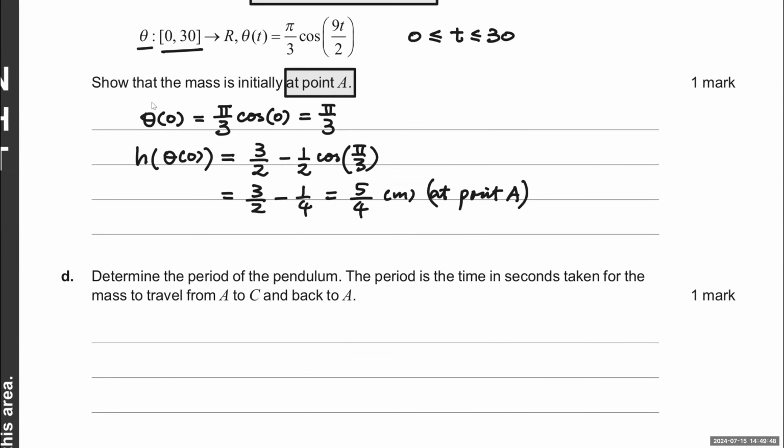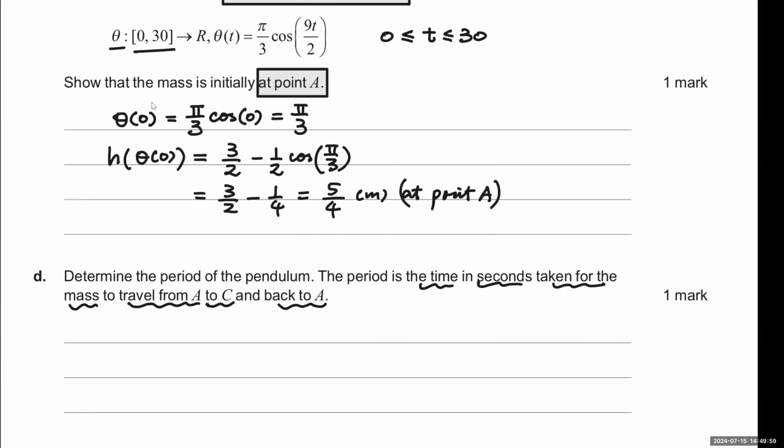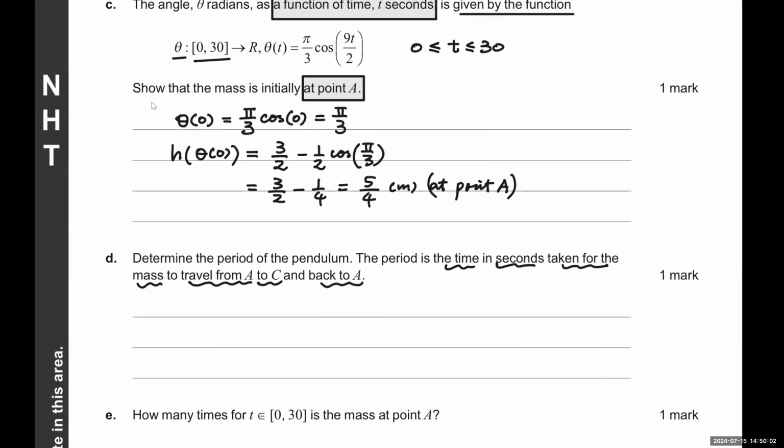And determine the period of the pendulum. The period is the time in seconds taken for the mass to travel from A to C and back to A. Well, if you look at the form of the function, the period is simply 2 pi over n. In this case, my n value is 9 over 2, okay? So that will actually give me a nice exact value, which is 4 pi over 9 in seconds, okay? All right. So that is part D.